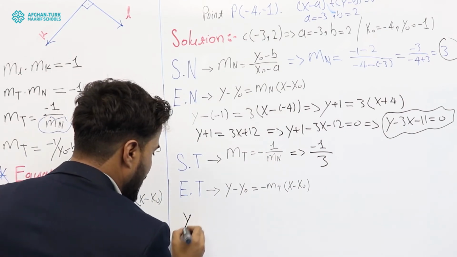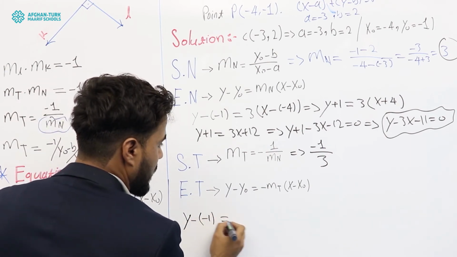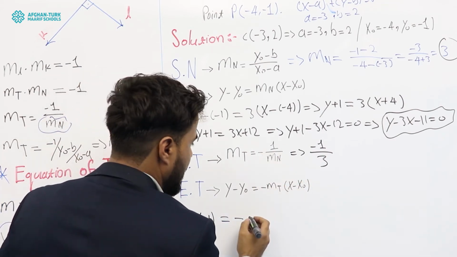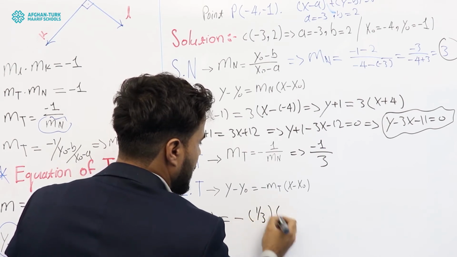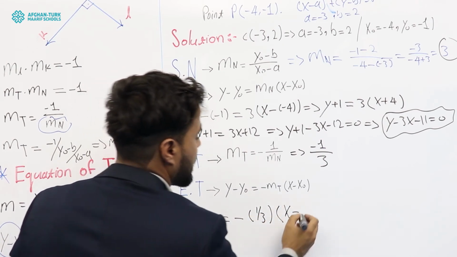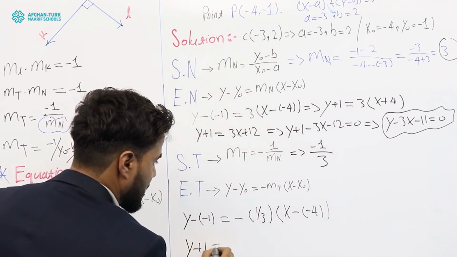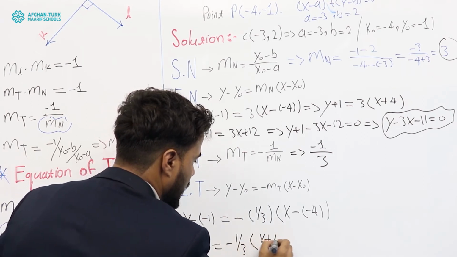We have y minus y0. y0 is equal to minus 1, equal to m of tangent, which is negative 1 over 3, times x minus x0, x0 equal to minus 4. So y plus 1 is equal to negative 1 over 3 times x plus 4.